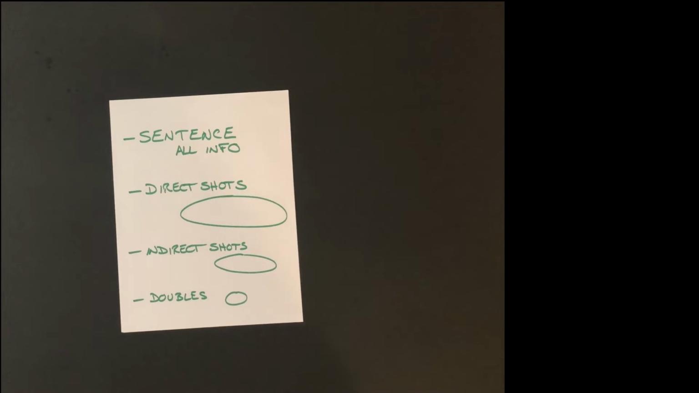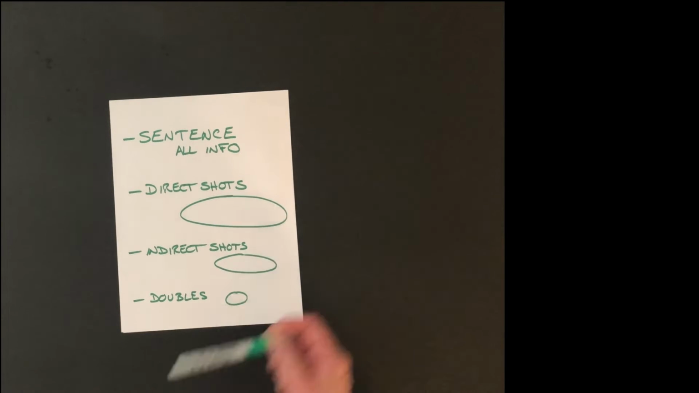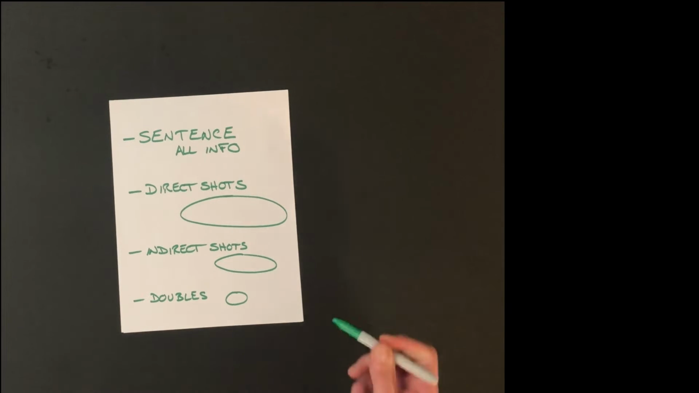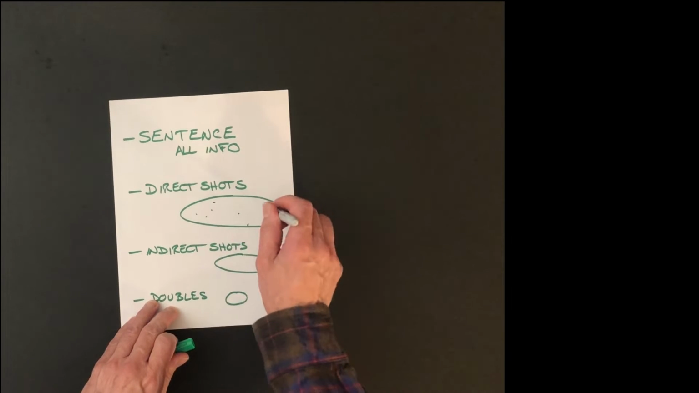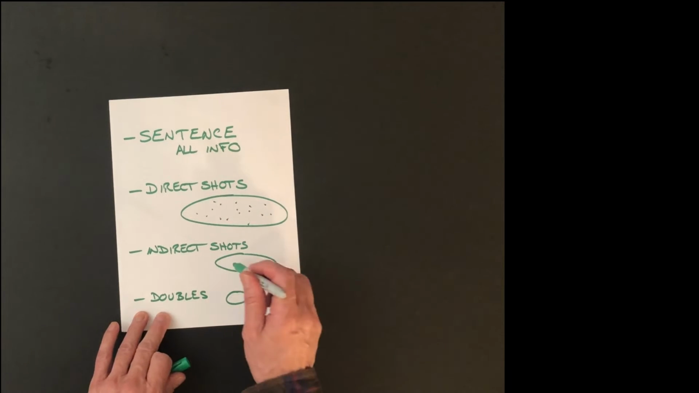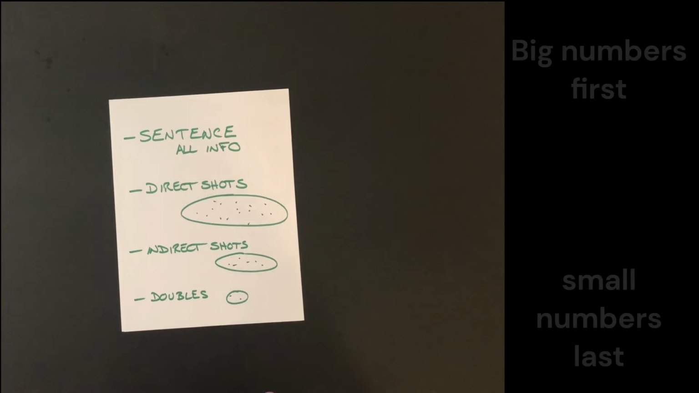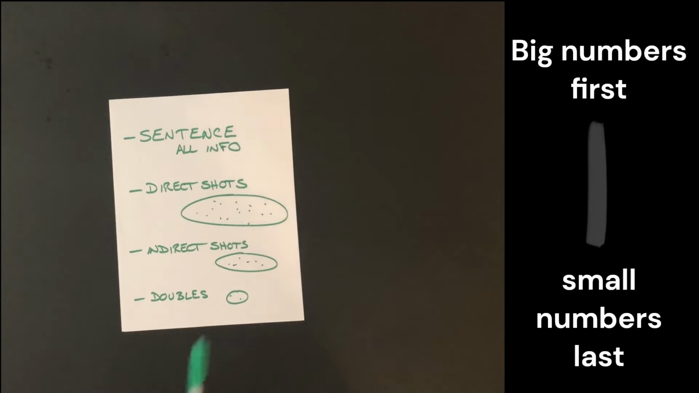So my method for counting shots starts with a sentence, and that sentence contains all the information I need so I know how many shots there are and I can get my percentage. And that gives us our direct shots, our indirect shots, and our doubles. Our direct shots, if there are any, are most often the largest number numerically of how many shots there are. Our indirect shots are the secondaries, and the doubles 0, 1, or 2, if any.